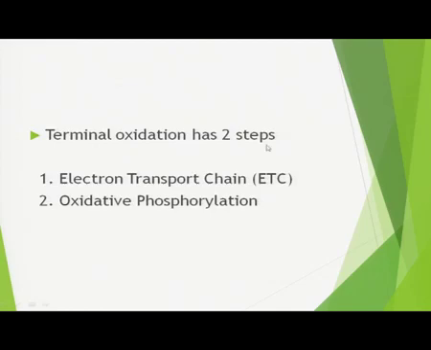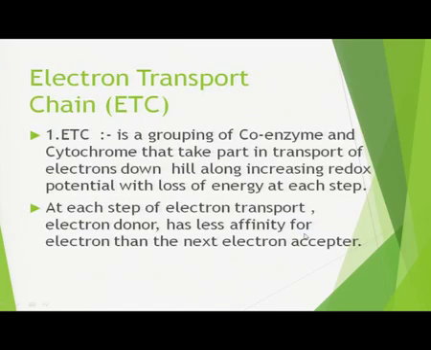Terminal oxidation has 2 main steps, that is electron transport chain and oxidative phosphorylation. As the term indicates, electron transport chain is the transport of electrons from one place to another place, and oxidative phosphorylation, as we have already defined phosphorylation many times, is the formation of ATP. Here, due to the oxidation of molecules, ATP is formed.